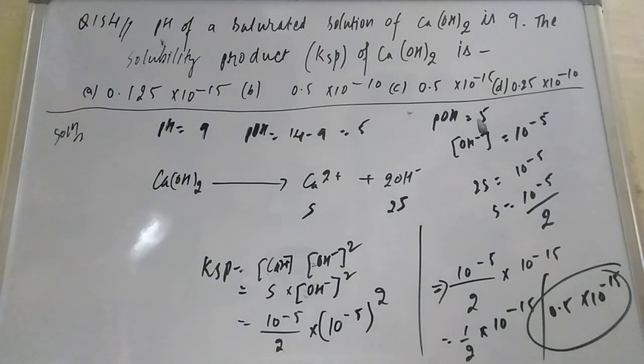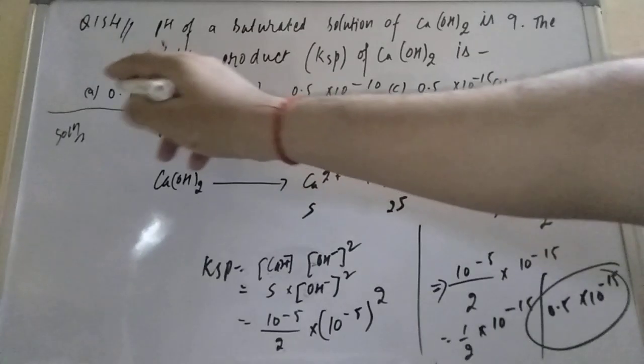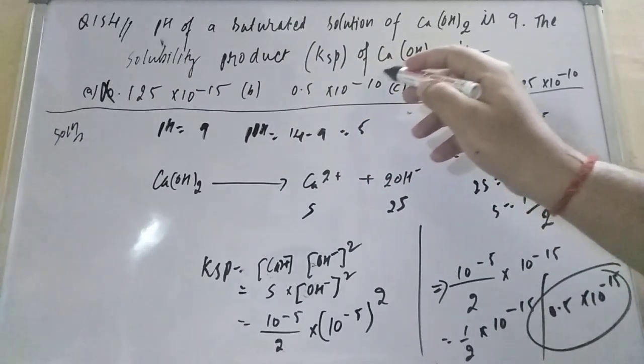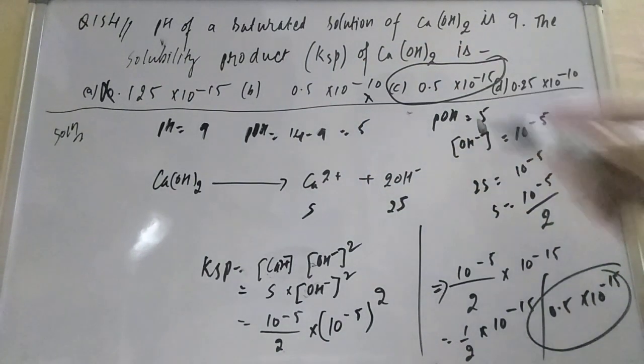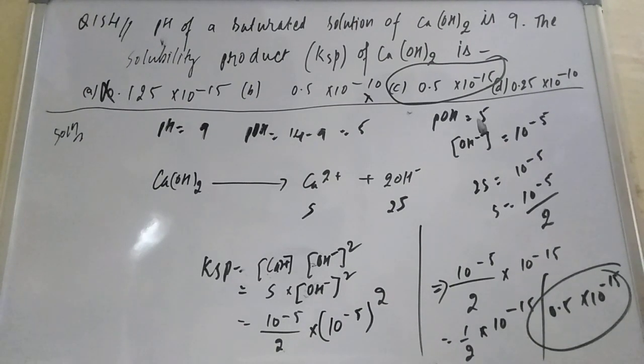Now match it with the options. Option number 1 is 0.125, this is wrong. This one also has the wrong power of 10, so this is also wrong. Option number C is correct: 0.5 into 10 power minus 15. So this is our answer. This is a very simple problem from the equilibrium chapter. Now let us move on to another problem.